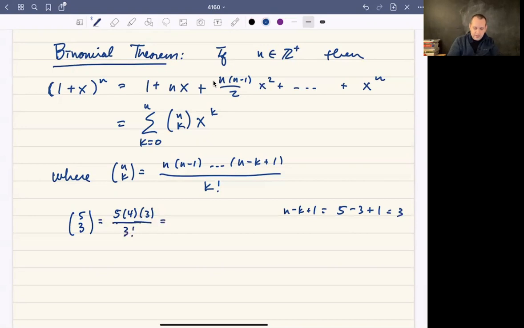And so it turns out that this is going to be, let's see, 3 factorial is 3 times 2 times 1. So the 3's will cancel. And then 4 over 2 is going to be 2. And then 5 times 2 will be 10. Okay, and so 5 choose 3 is 10. So that's what these binomial coefficients are.